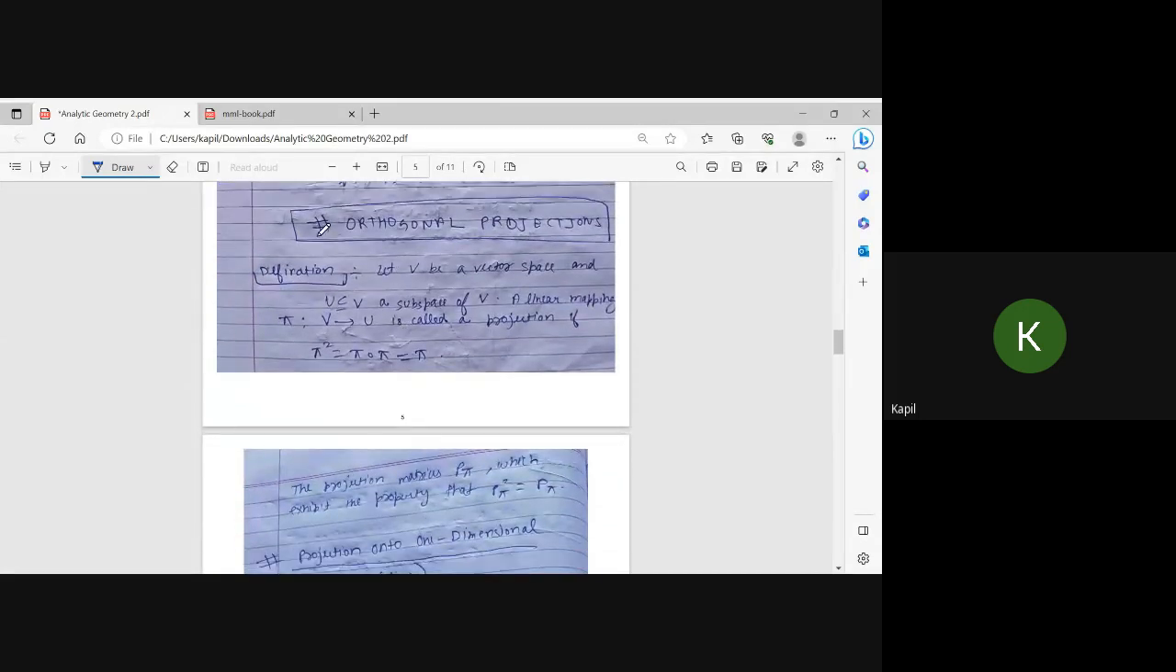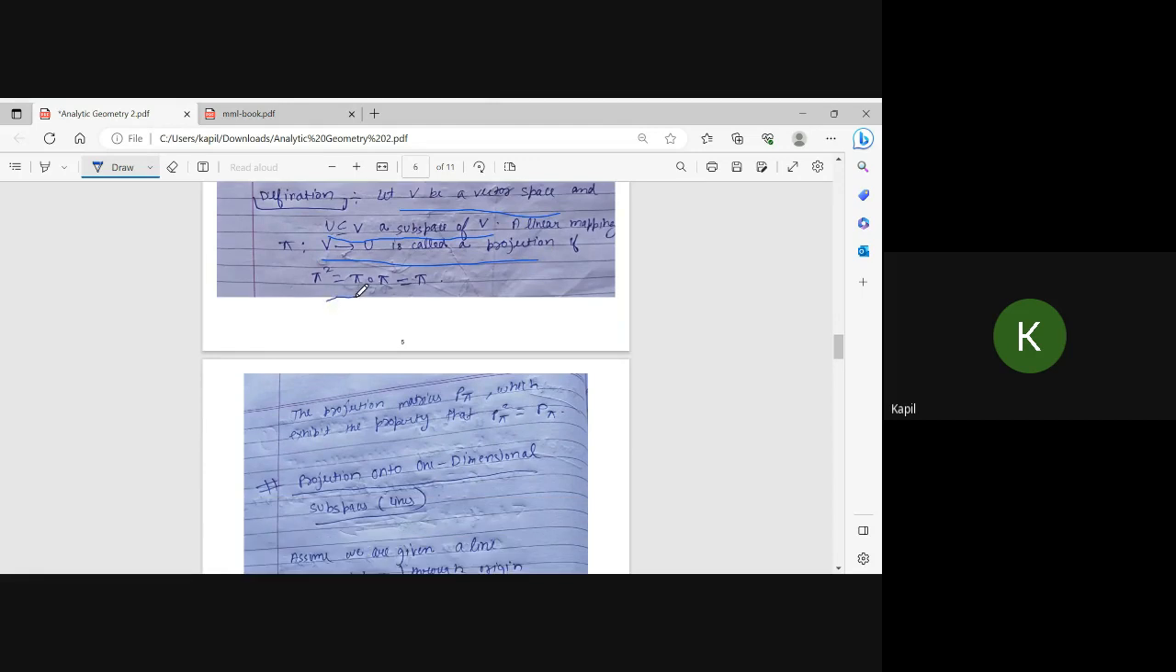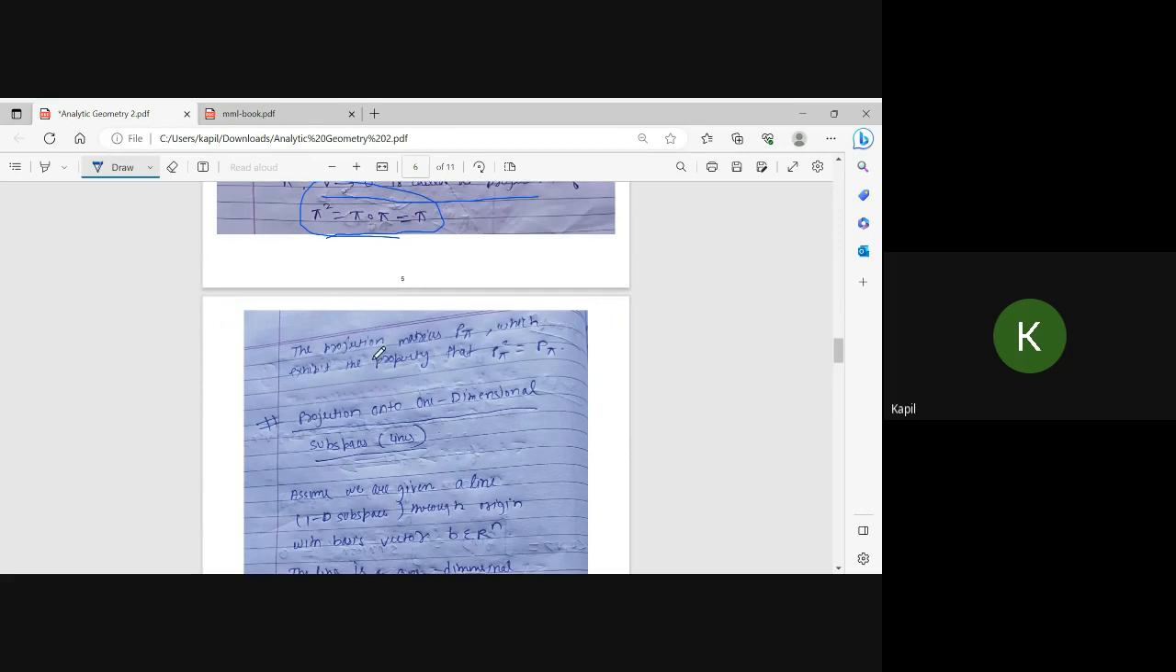Orthogonal projections. Next topic is the orthogonal projections. So its definition is, let us consider V be a vector space and U be a subset of V, any subspace of V. A linear mapping from V to U is called a projection if pi squared, that is pi dot pi, is equal to pi. The projection matrix P_pi exhibits the property P_pi squared is equal to P_pi.